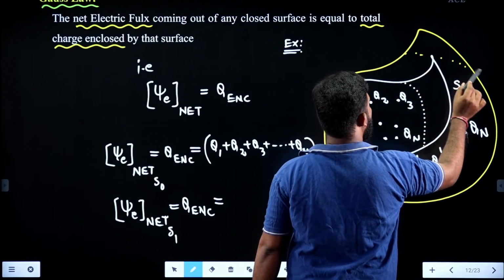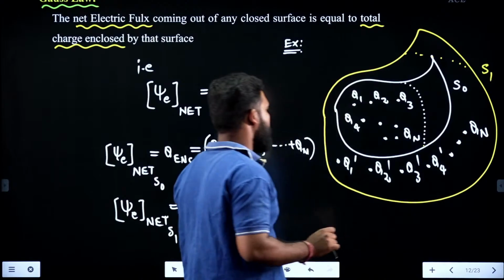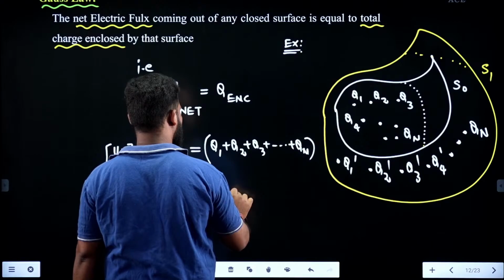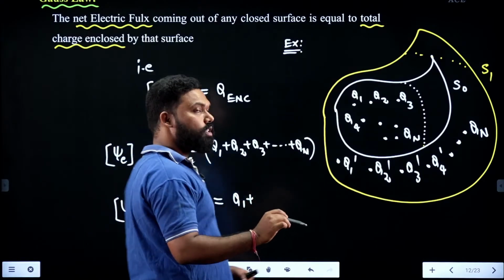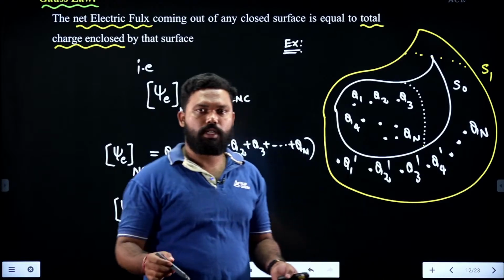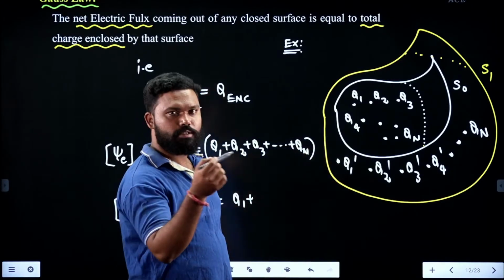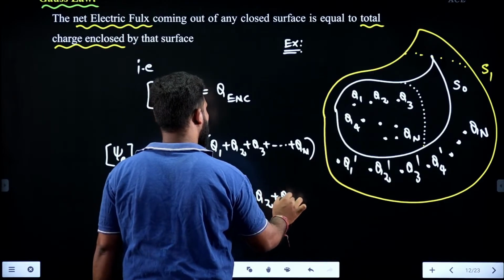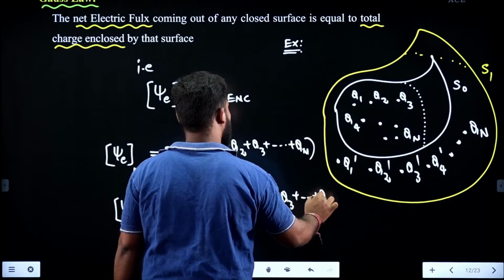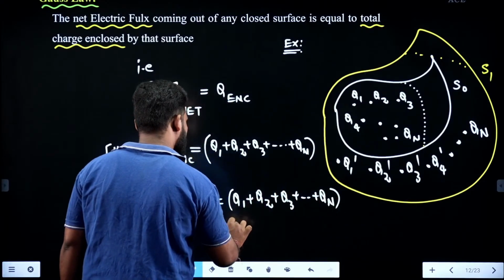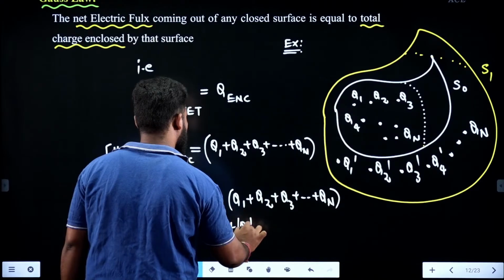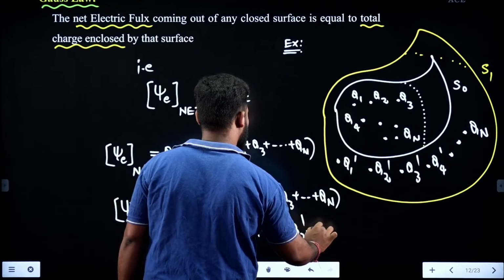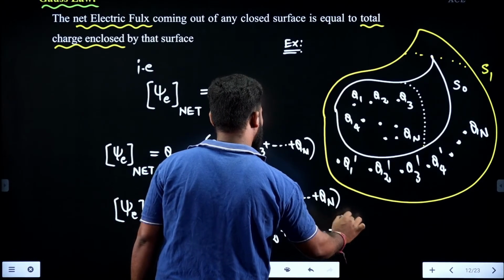I have considered one more surface. Let us say this is an S1 surface. So how much is the flux coming from the S1 surface? It is Q charges and Q dash charges. It is Q1 plus... you have to consider only the enclosed charges. What are the charges inside the S1 surface? Q1 plus Q2 plus Q3, so on up to Qn, plus Q1 dash plus Q2 dash plus Q3 dash, so on up to Qn dash. That is the story.